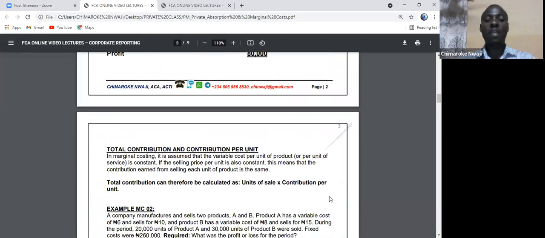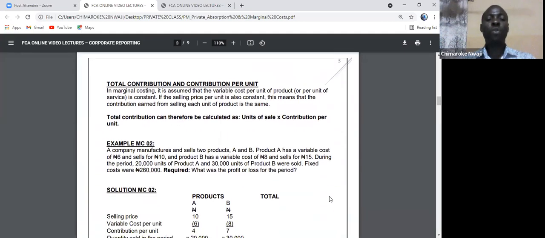Now let's look at total contribution and contribution per unit. Now, in marginal costing, it is assumed that the variable cost per unit of a product or per unit of a service is constant. We said in per unit term, variable cost is constant. Now, if the selling price per unit is also constant, yes, selling price does not usually change.